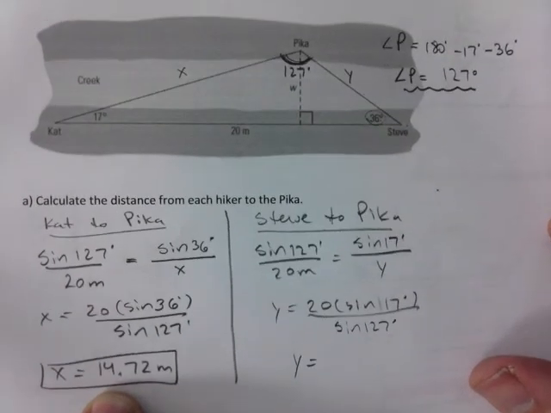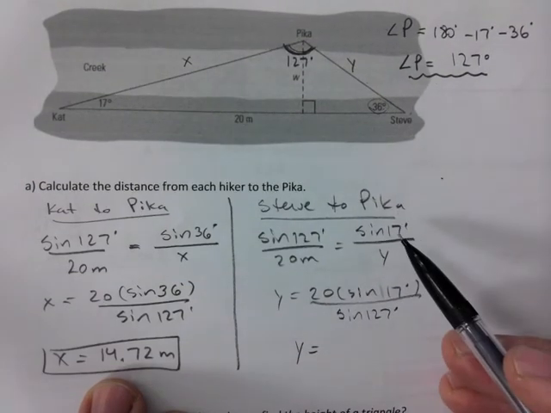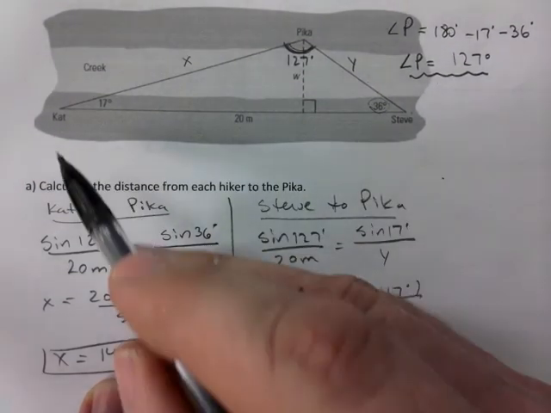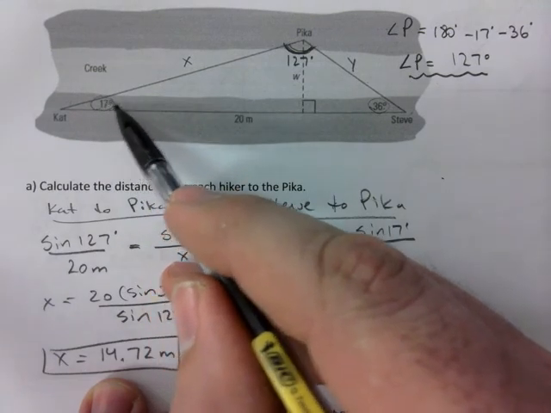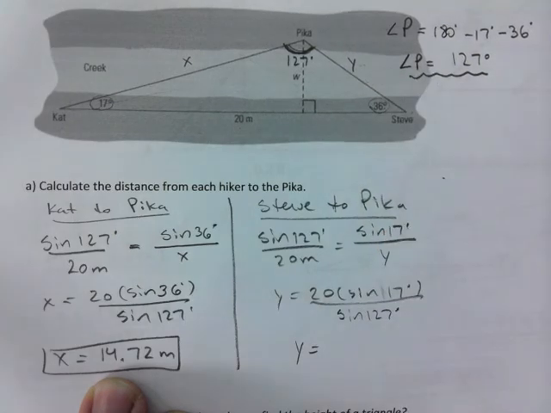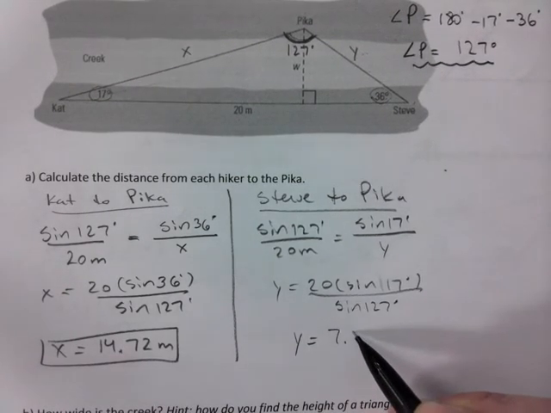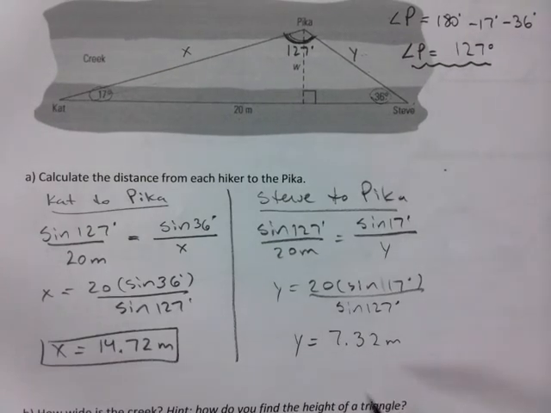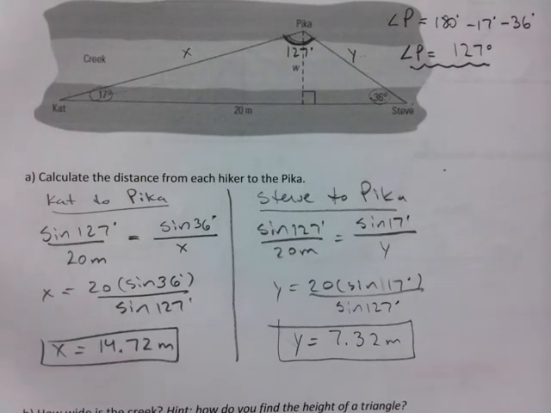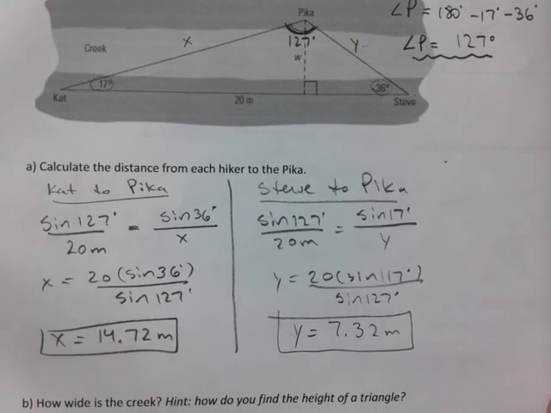I flipped it. Oh, no. I want the 17 degree here because that's going to give me the side across from it. So we're good. I've got to divide by sine of 127. That's 7.32 meters. And it makes sense. It's a smaller angle across from it, so it makes sense that it's shorter, right? And the diagram would confirm that as well. Make sure your calculator is set to degrees.